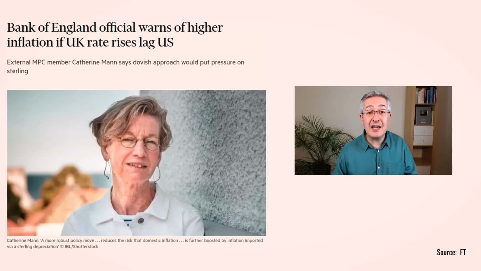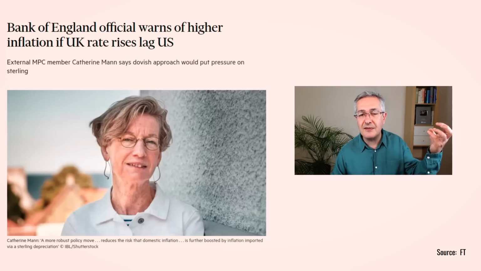So here the Bank of England member, Catherine Mann, says that the UK must raise interest rates aggressively. And the justification she gives is that if we don't do that, then we'll have a very weak currency. And that means that any goods and services which we import, and we are a net importer of goods and services, will be more expensive. So to avoid that pass-through inflation from a weak currency, the UK can raise interest rates and that way strengthen its currency.